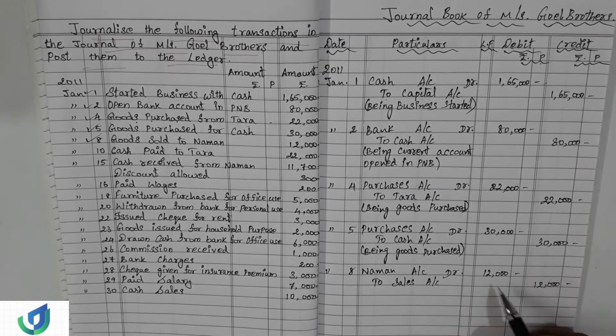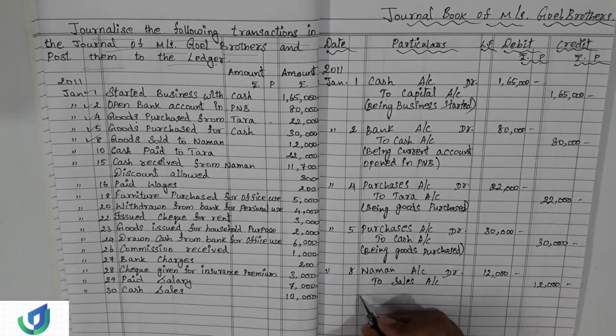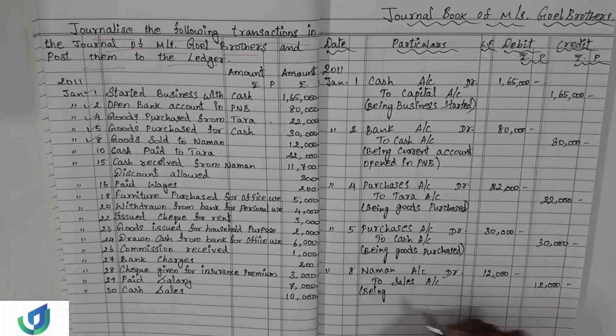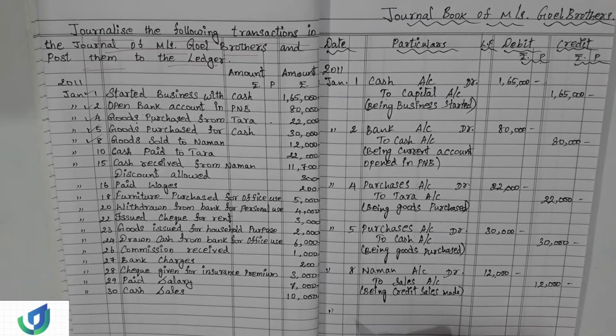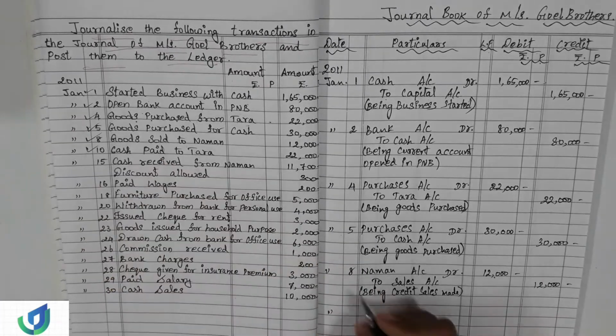So always the debit column and the credit column amount should be equal. When you do compound entry, you have to check. Being credit sales made. Made or done, anything we can write. Okay. And the next is 10th.